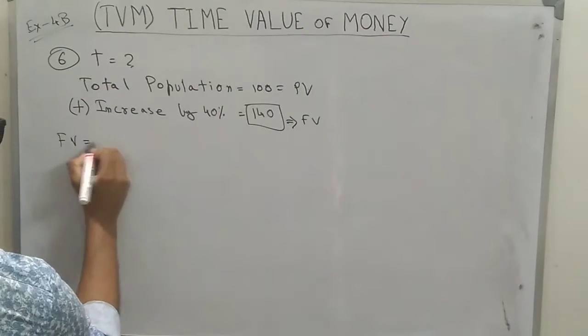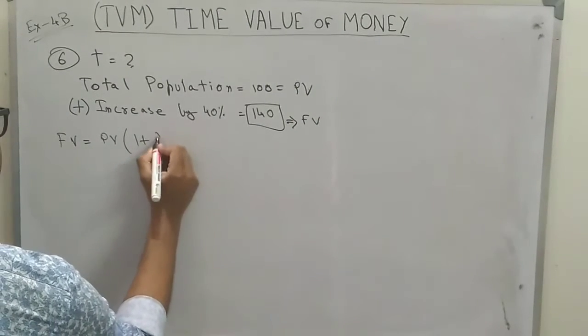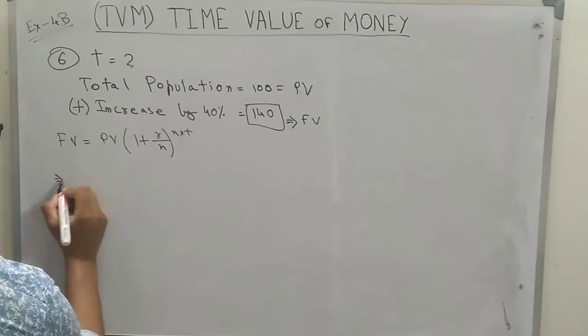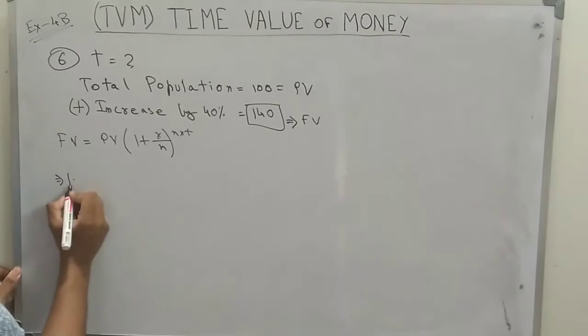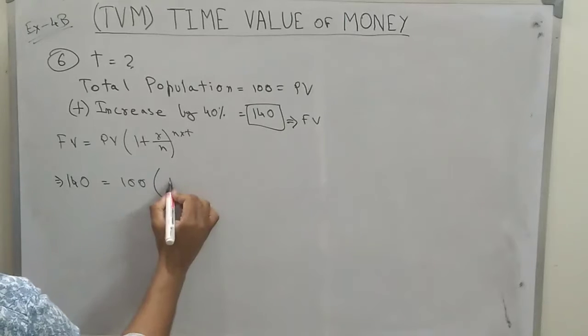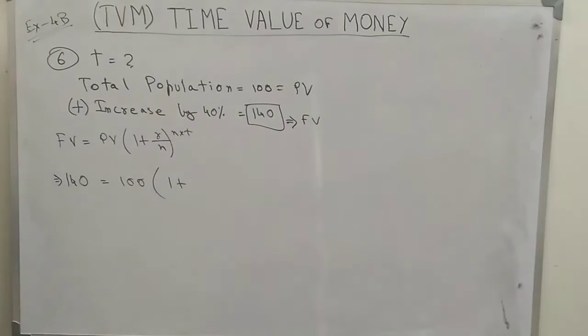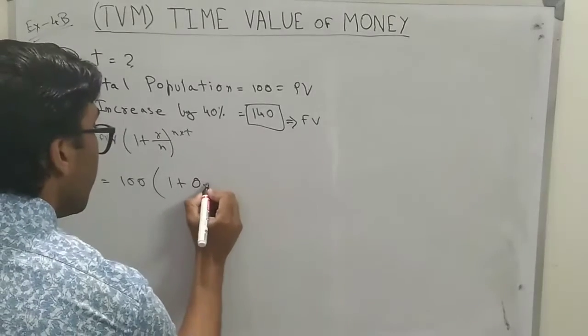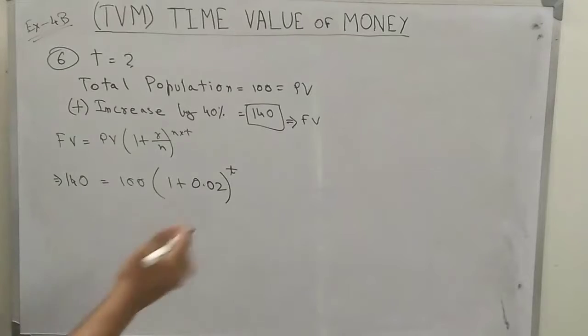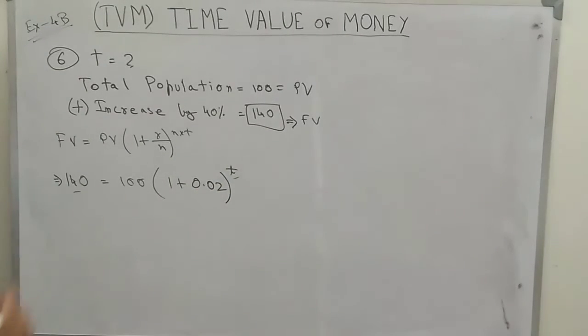As per the formula, FV is equal to PV into (1 plus R by N) to the power N into T. FV is given as 140, PV is 100, and the rate of interest is said to be increasing by 2%, that means 0.02, to the power T. In how many years will it come to 140?